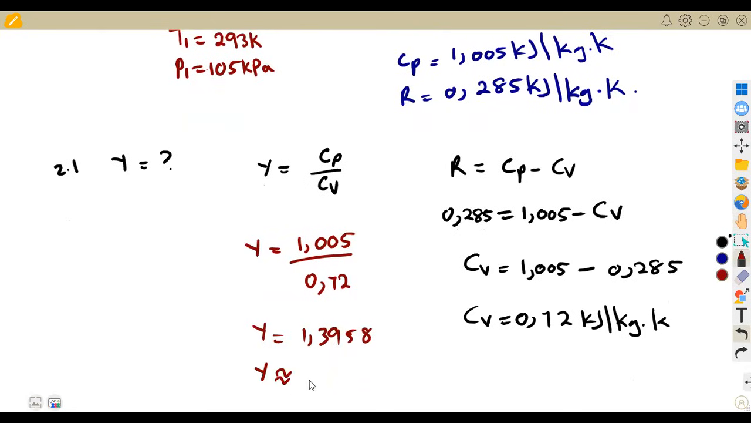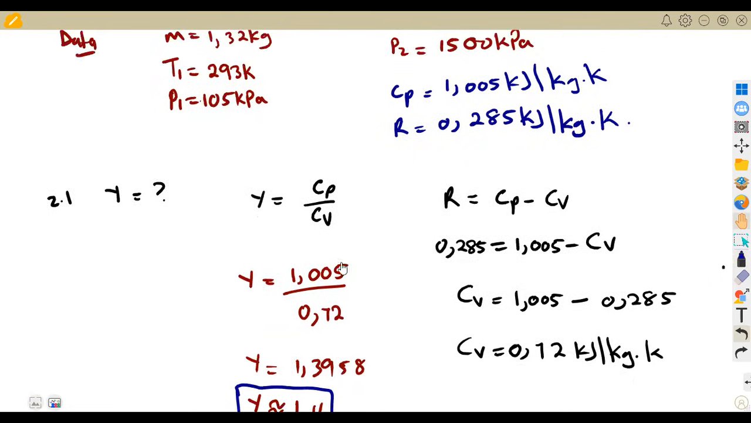Okay, so you can just take an approximation to 1 decimal place, all right? So our gamma is going to approximate to 1,4 in this case. That's an approximation that you are going to use in your calculations. You can use the 3 decimal places, which is fine, but you can just have an approximation to 1 decimal place. So we're done actually to find the gamma.